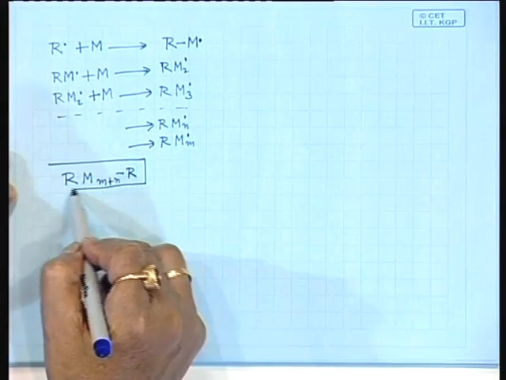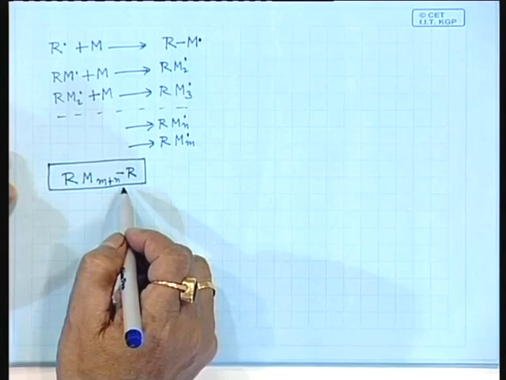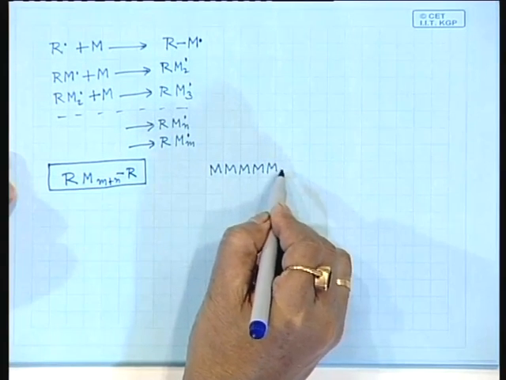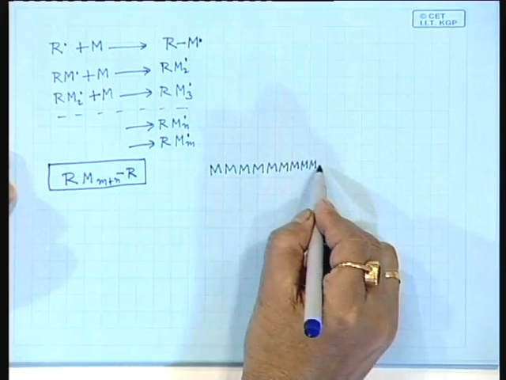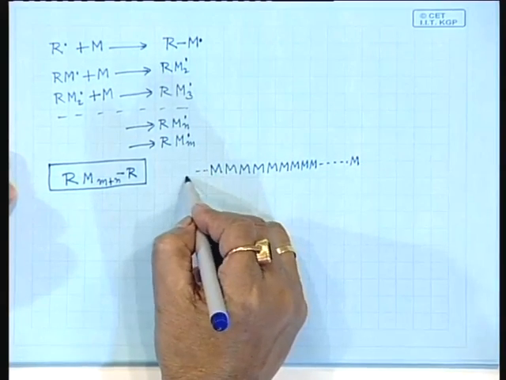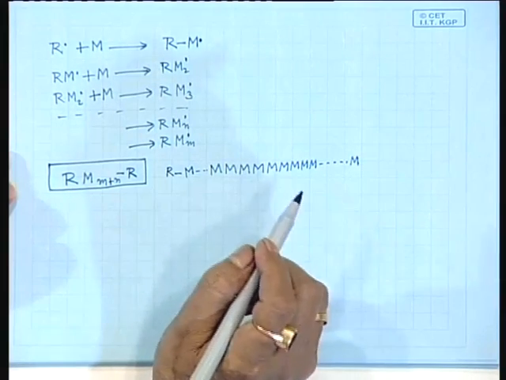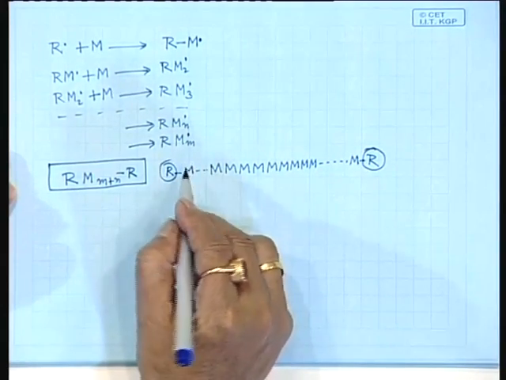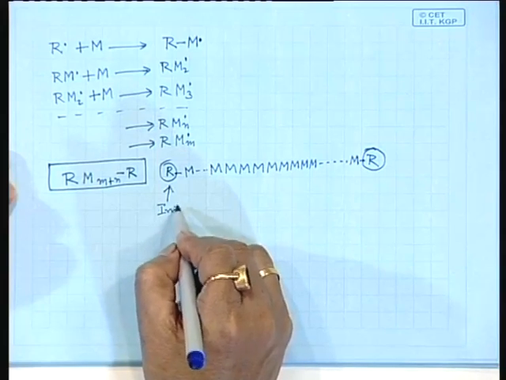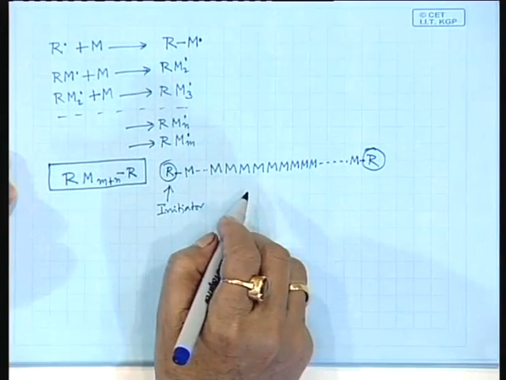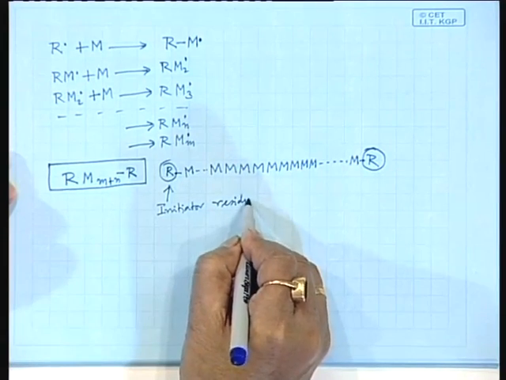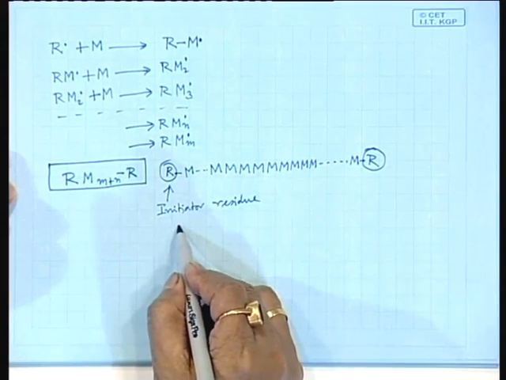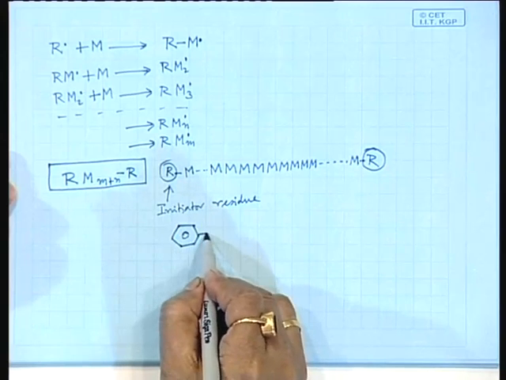So, look at the chemical nature of this polymer. Here we have a chain of M, at one end an R group, and at the other end another R group. What is this R? These are initiator residues that remain attached to this polymer chain. So, if you take benzoyl peroxide, that benzoyl peroxide will give a polymer product with this.